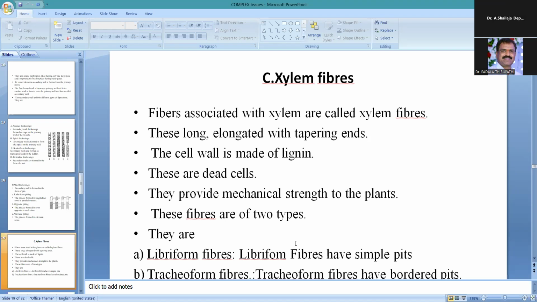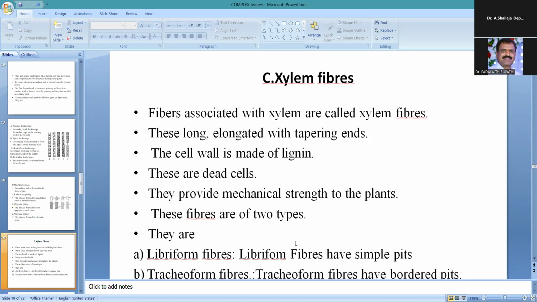That is the function of tracheids. And come to the vessels. What is the vessel function mainly? The vessels are more efficient in transport of water and minerals as compared to tracheids. Besides, they also give mechanical support. So vessels are best for the transport of water and minerals. That is the function of vessels.